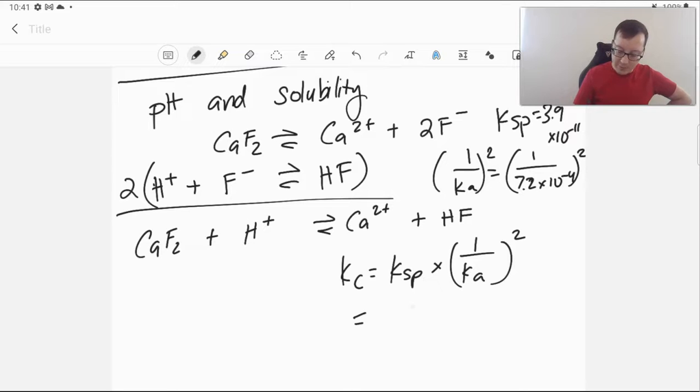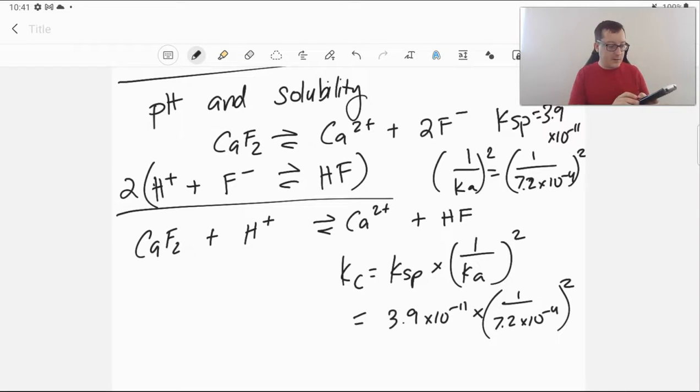And so we're going to have 3.9 times 10 to the negative 11 times 1 over 7.2 times 10 to the negative 4 squared. Let's go ahead and do this. I'm going to do the Ka part first because I'm sure I'll mess that up. So 7.2 times 10 to the negative 4, we're going to raise that to the negative 2 power. And now we're going to multiply that by 3.9 times 10 to the negative 11. And we get the new Kc is equal to 7.52 times 10 to the negative 5. So that's our new equilibrium constant for this reaction.